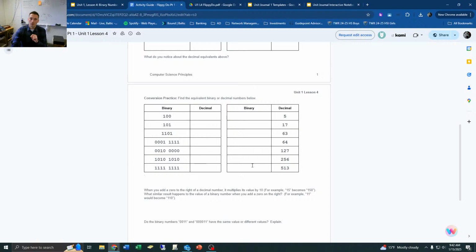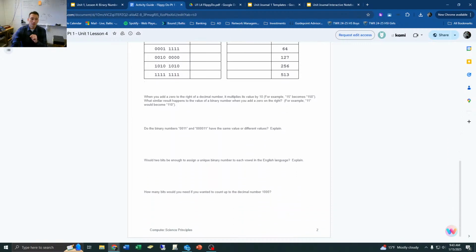Teachers, you can go ahead and open up your Flippy-Do. You can open up your key if you need help with that. Okay, and then these discussion questions, I think that we should go through as a class.